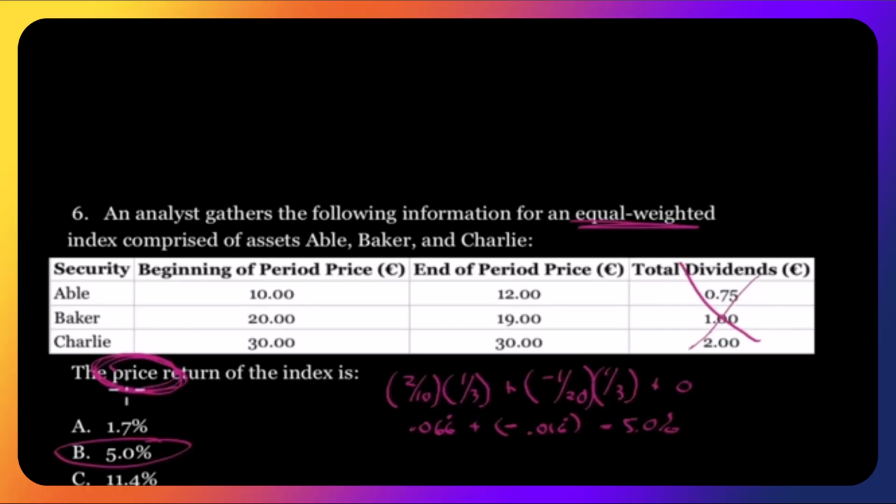You'd be wrong. Careful about this price and total return. You want to circle it and say price, I don't care about income. Total, I care about income. If you don't care about income, cross it off, get rid of it, and just focus on what you need. Price, price. It says right there.